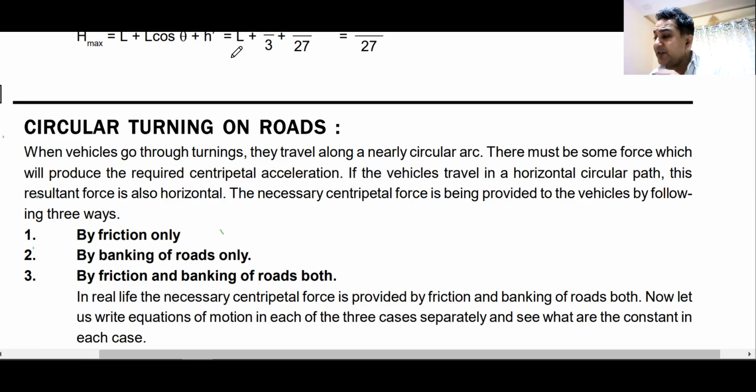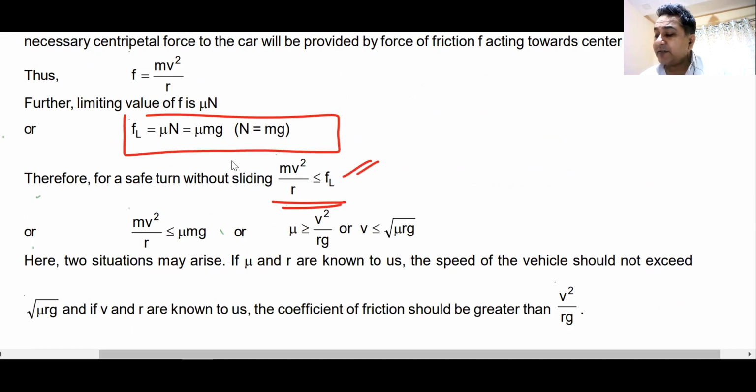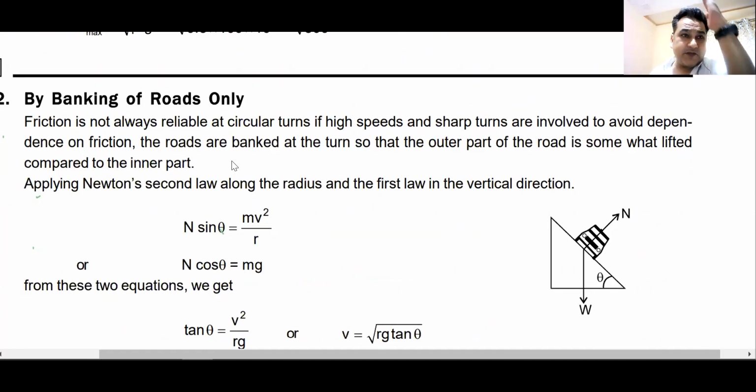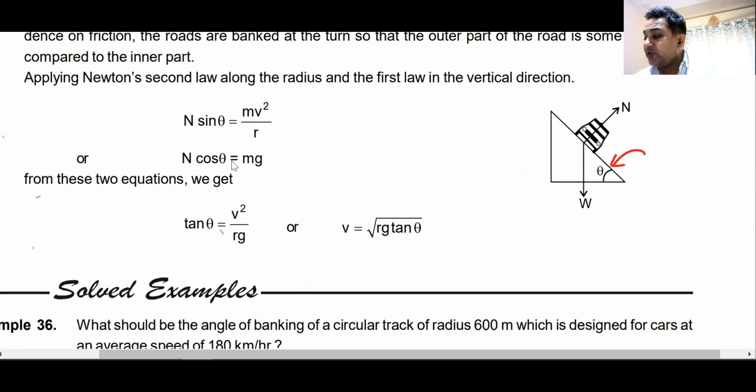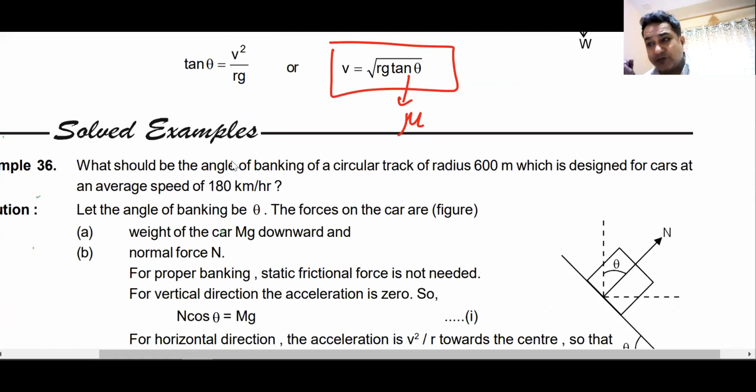Circular turning of roads can be done using friction only, using banking only, or friction and banking, which is the toughest of these. Using friction, friction will provide the necessary centripetal force, and the maximum value of this friction is limiting friction. So from there you will get the value of maximum velocity. Velocity must be less than or equal to root of mu r g. If it is only banking, the banking angle provides you with the centripetal force. v becomes equal to root over r g tan theta. You put this as mu, you get the answer for the first one. So these are the 2 cases that you must remember.